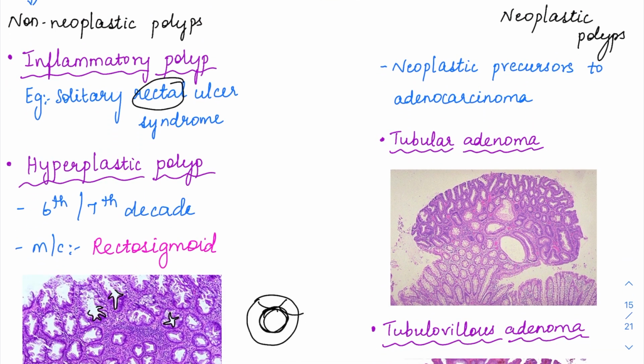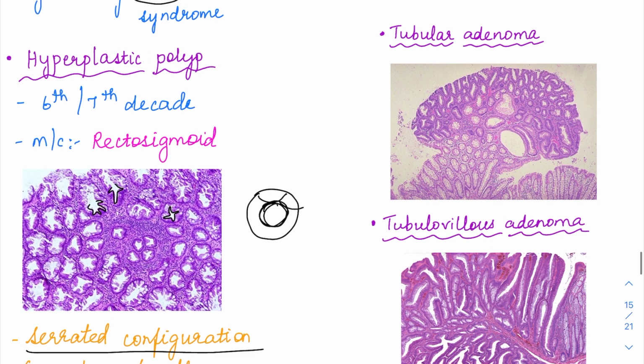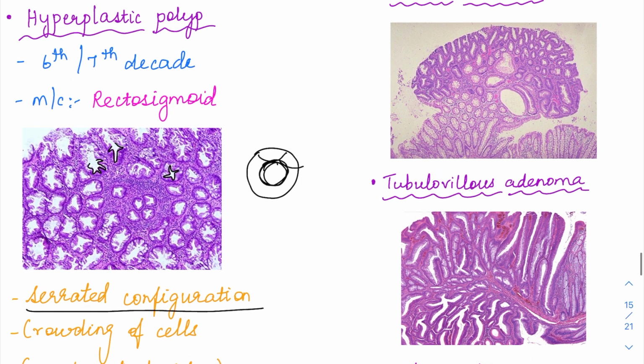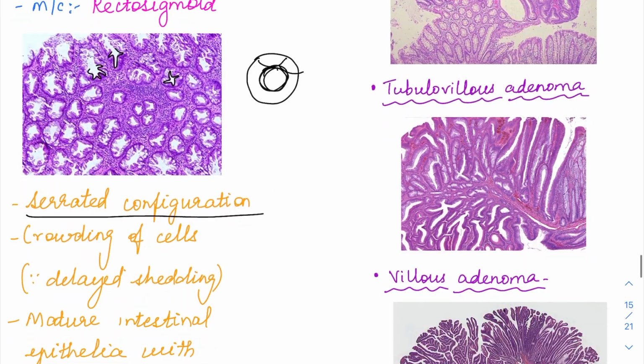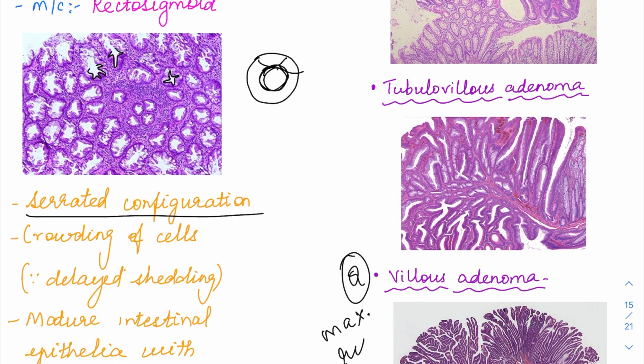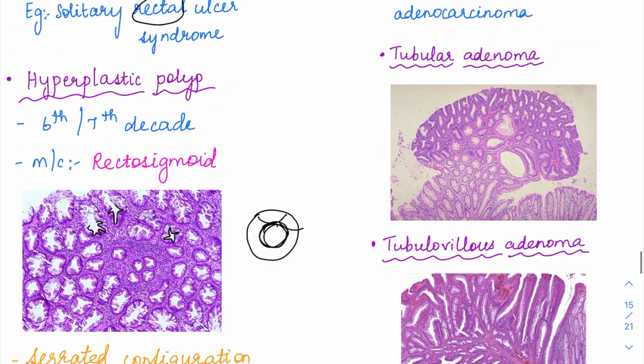Then we'll move on to the neoplastic polyps. So under neoplastic polyps, as the name suggests, they are going to be precursors to adenocarcinoma. We have three main types of adenomatous polyps, which are tubular adenoma, tubulovillous adenoma, and villous adenoma. Out of which, villous adenoma has the maximum risk for converting into adenocarcinoma.